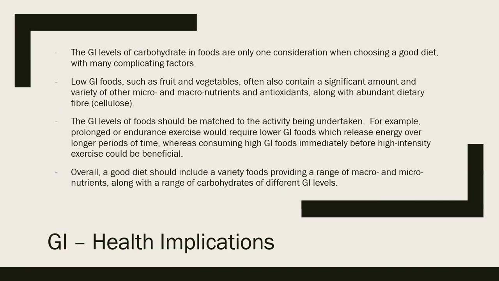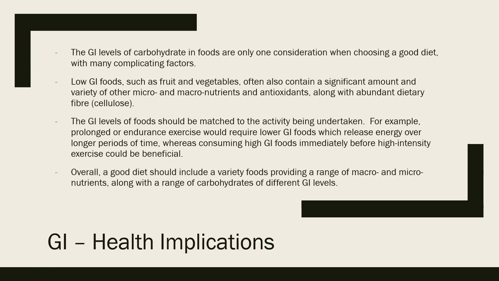The GI of carbohydrates and foods is only one consideration when we consider a good diet. Low GI foods such as fruit and vegetables also tend to contain a large number of macro and micronutrients, antioxidants such as vitamin C, and of course have a large amount of cellulose in them, being plant-based, that are good for our health as well.